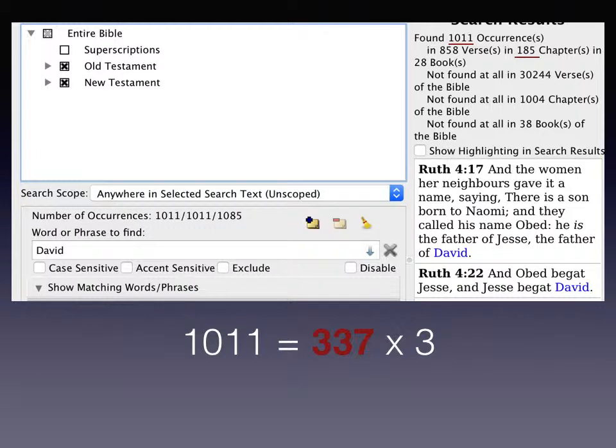occurs 1,011 times in the King James Bible, in 185 verses or chapters, 185, 37 times 5. So 1,011 is 337 times 3. Now the number 337 is a star number. It is the 8th star number. And if you recall, David was the 8th son of Jesse.